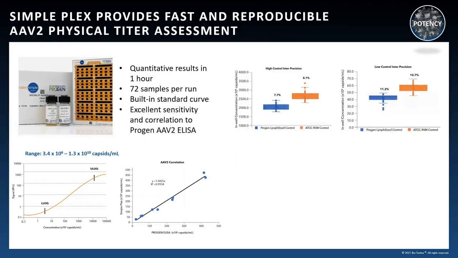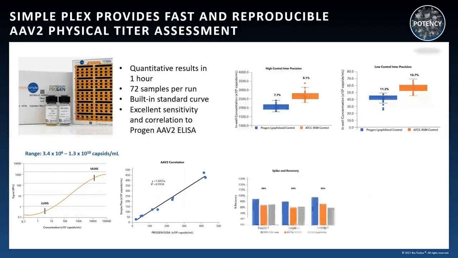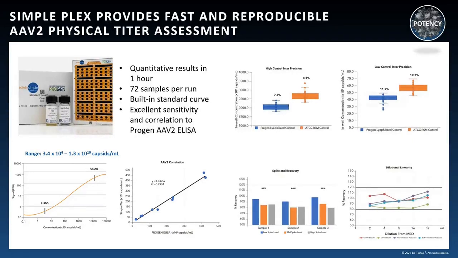Looking at some control material, shown in blue here is the ProGen lyophilized control, and in orange the ATCC reference material. And for both the high and low controls, we have excellent reproducibility, as well as good spike and recovery and dilutional linearity across the entire test range.